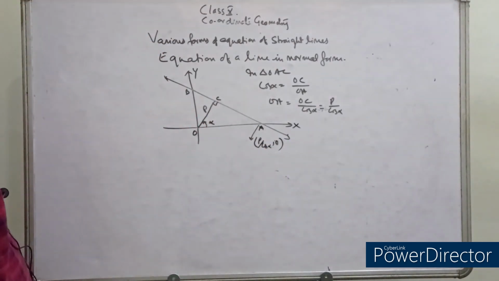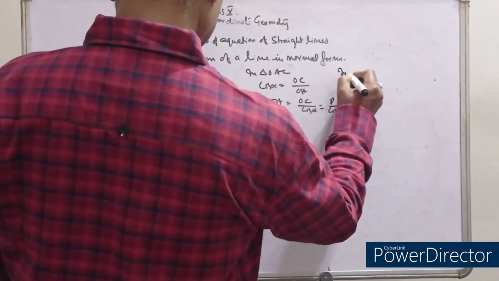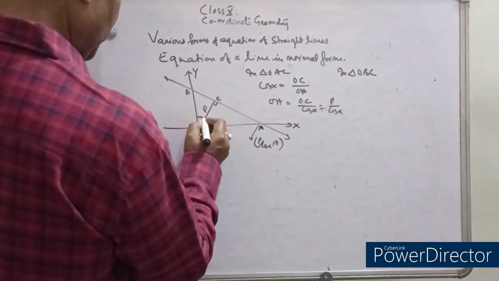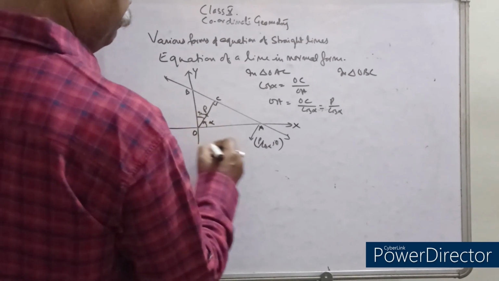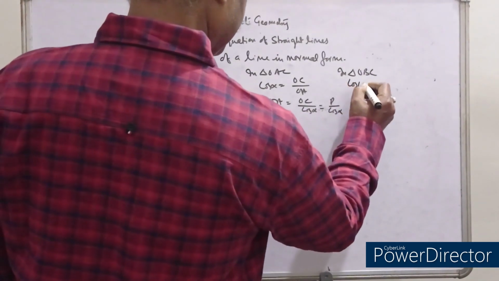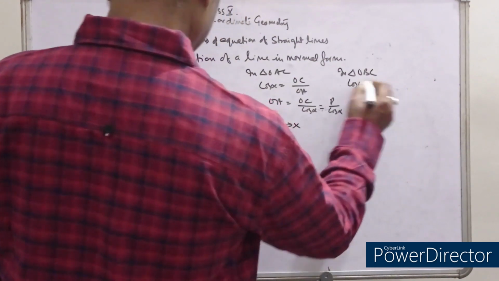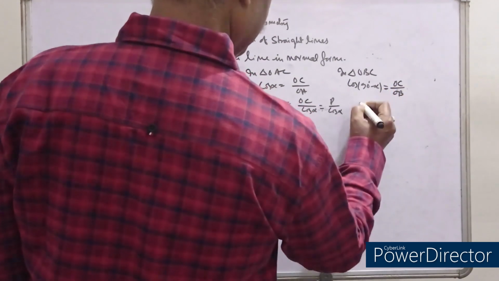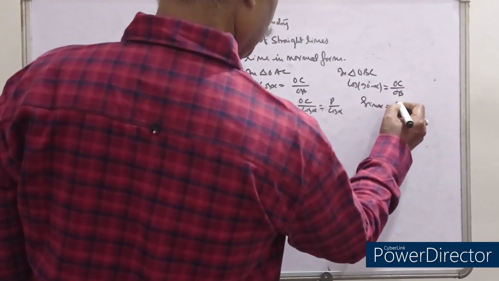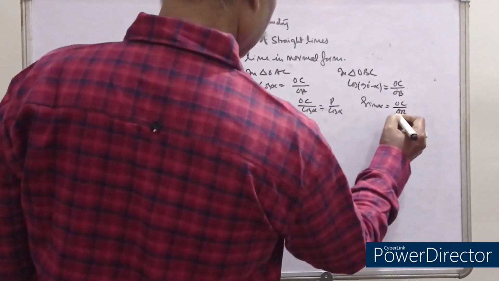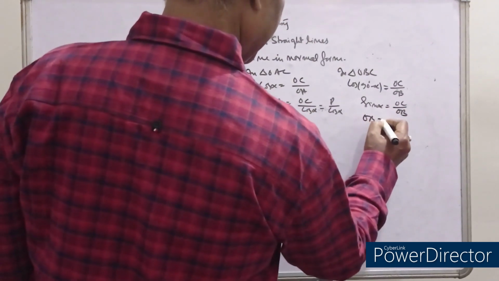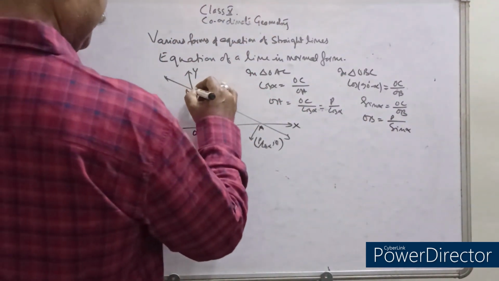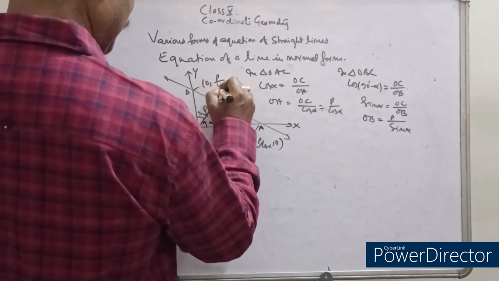Now let us consider triangle OBC. This angle will be equal to how much? 90 degree minus alpha. So this is again cos of 90 degree minus alpha, base by hypotenuse, so this will be OC by OB. So this is sin alpha, equal to OC by OB. So here OB is equal to P by sin alpha. So the coordinate of B is 0 comma P by sin alpha.